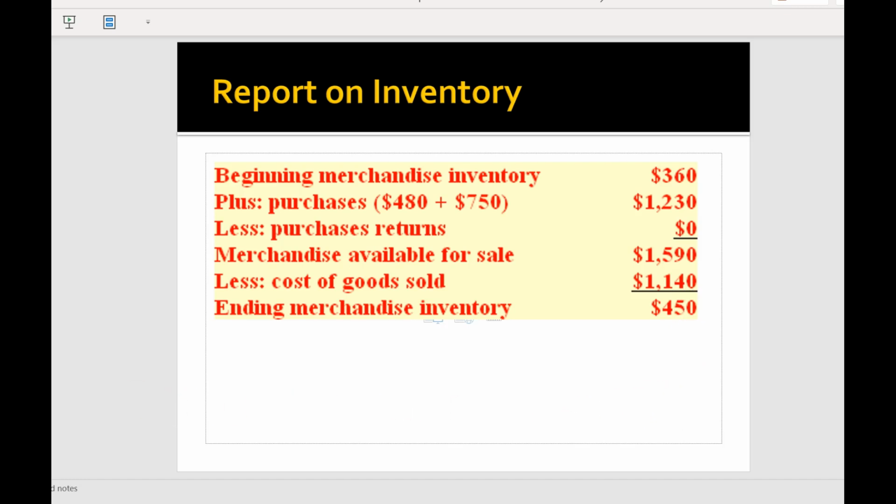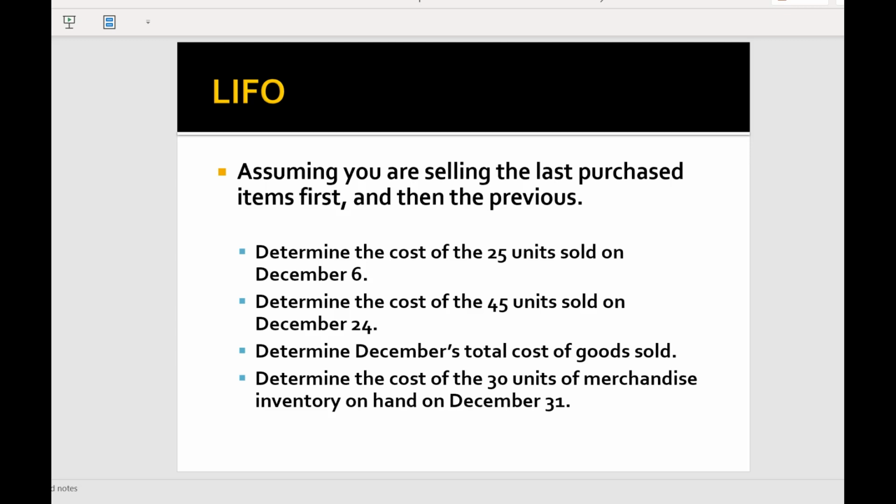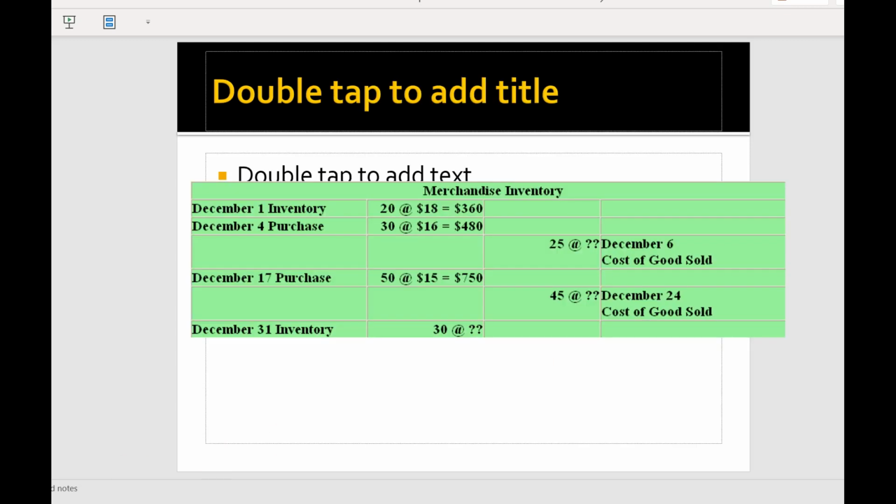Okay. All right. Let's talk about last in, first out. Last in, first out assumes that we sell the last purchased item first and then move to the previous. So we will still be using this table. The most common mistake I see from my students is that when they think about last in, first out, they start from the last pile. When they look at December the 6th, I ask them what is the cost for the 25 units that are sold.